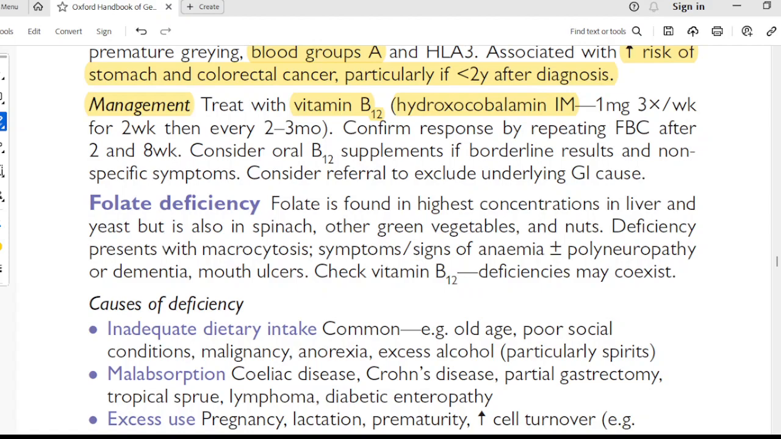Confirm response by repeating FBC after 2 and 8 weeks. So you have to repeat an FBC after the second week and at 8 weeks. After the first 6 injections you will repeat an FBC, and then after 8 weeks, again 2 months, you will repeat an FBC. Consider oral B12 supplements if borderline results and non-specific symptoms. Consider referral to exclude other GI causes.